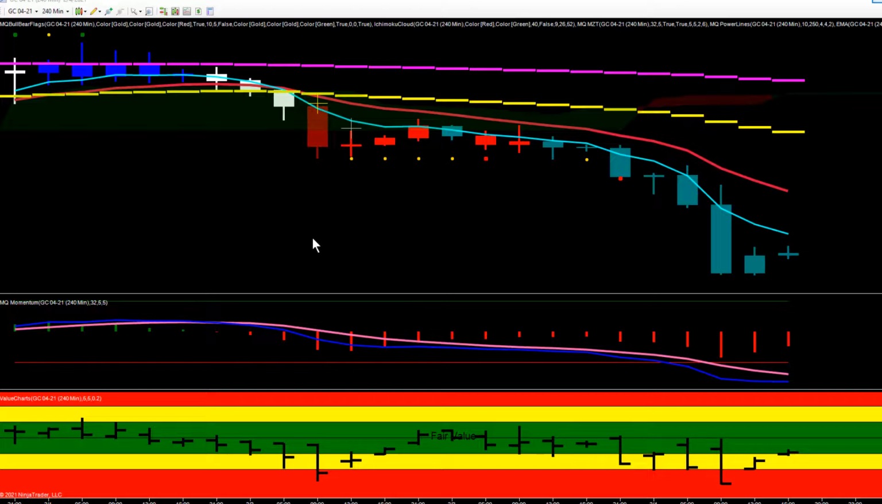Let's take a look at an opportunity in gold today. Gold made a big drop during the morning session, so some real nice trading opportunities.